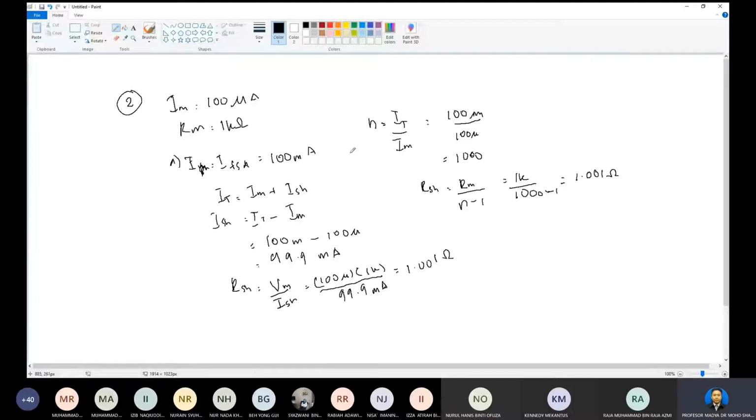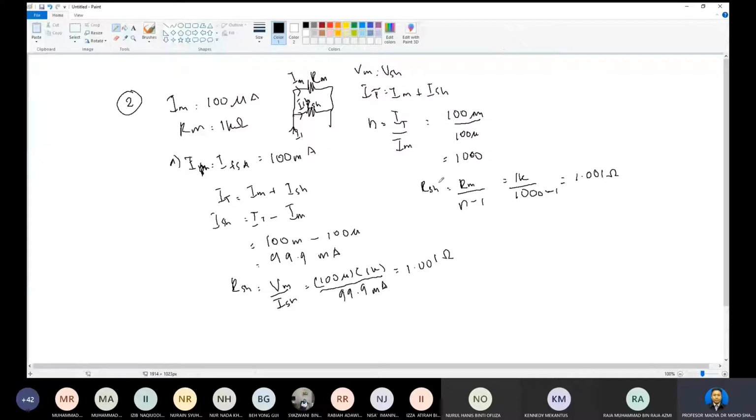So we can use this one. This is similar to the figure before this. We have R shunt, this is Rm, and this is IT. This is R shunt, this is Rm, I am here, and this is current I shunt. The standard dimension, I am equals voltage shunt, and the total current is equal to current I am plus I shunt.